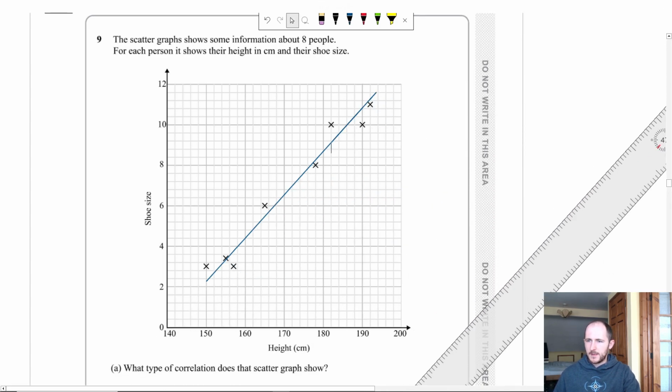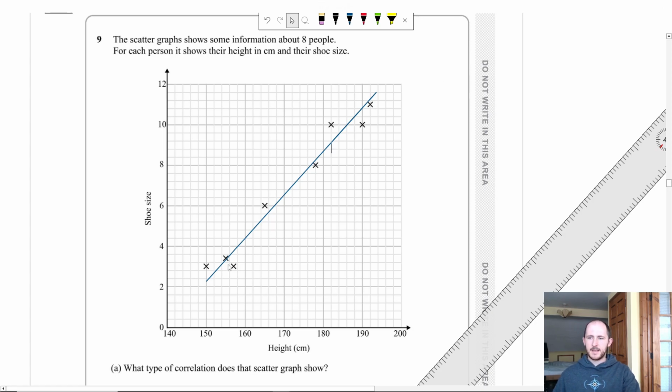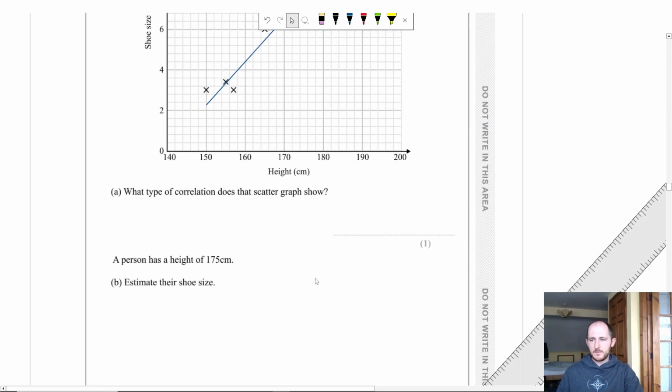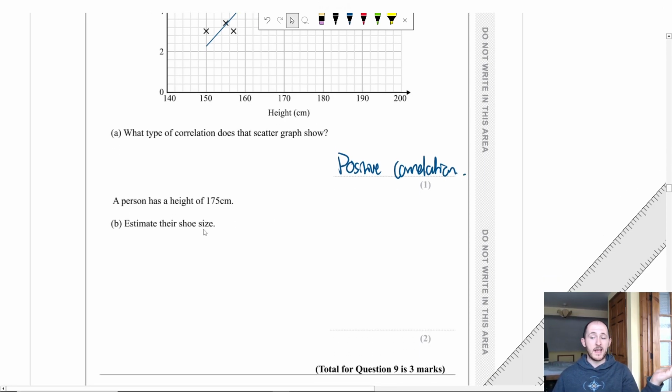Yeah. Like that. And if the line is going up, then it's positive correlation. If it's going down, it's negative correlation. If it's going horizontally, there's no correlation. That's it. So in this case, it's positive. You can just write positive, but just to be safe, I tend to write positive correlation because I'm a very paranoid human being. So a person has a height of 175, find their, or estimate their shoe size.